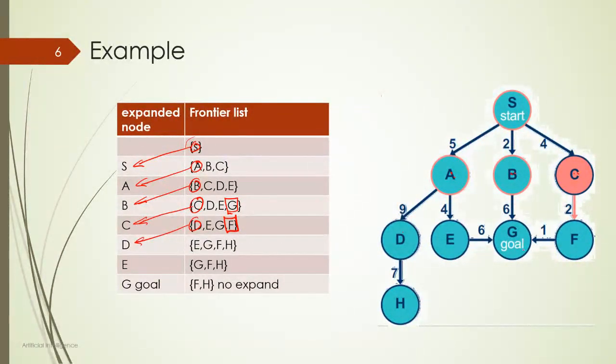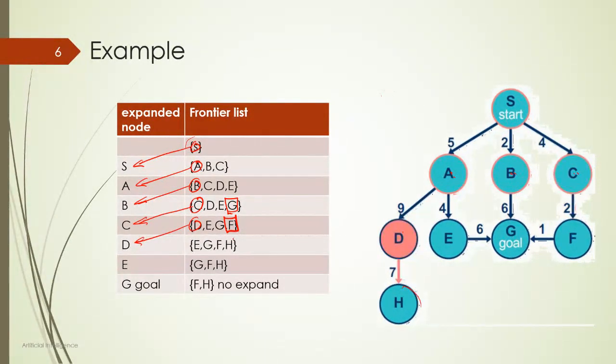Check D. And bring in its children, which is H. So H is a child of D. So is D the solution? No. Check the next one, E. And bring in the child of E. So the child of E is G. G is already in the queue. I'm not bringing that. That's why we don't need to add anything to our checklist. Okay, so is E the solution? No. Go for the next one.